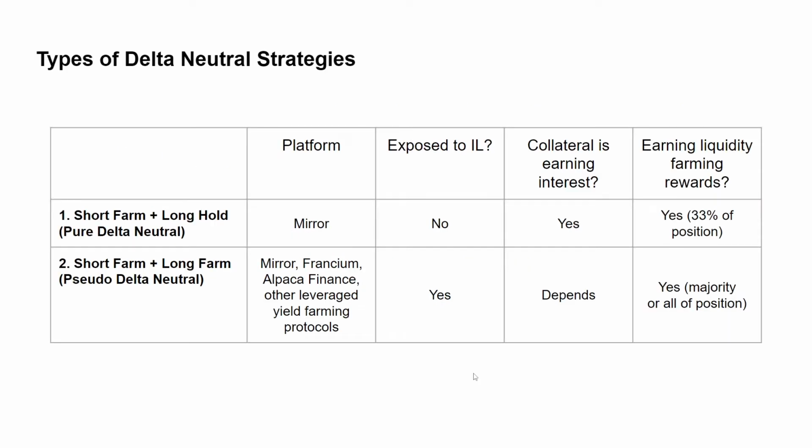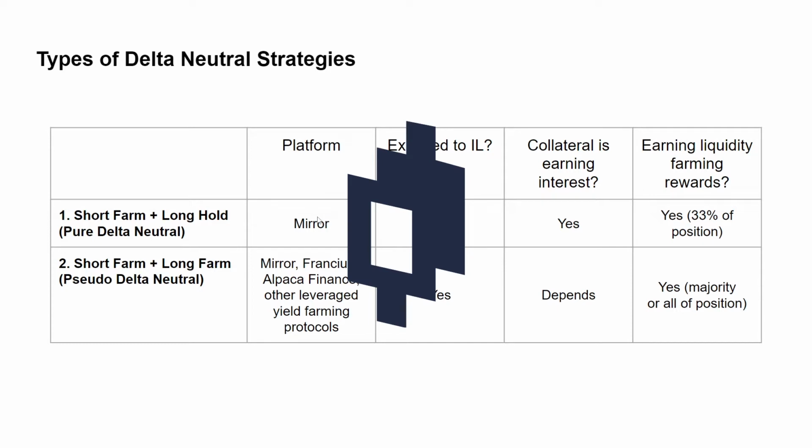All right, so here are two types of strategies that I'm going to talk through. The first one is a short farm plus a long hold, and I'll explain what these mean. This is the pure neutral strategy, meaning both the long and the short positions will always cancel out perfectly. As far as I know, this only occurs on Mirror, the Mirror protocol of the Terra blockchain.